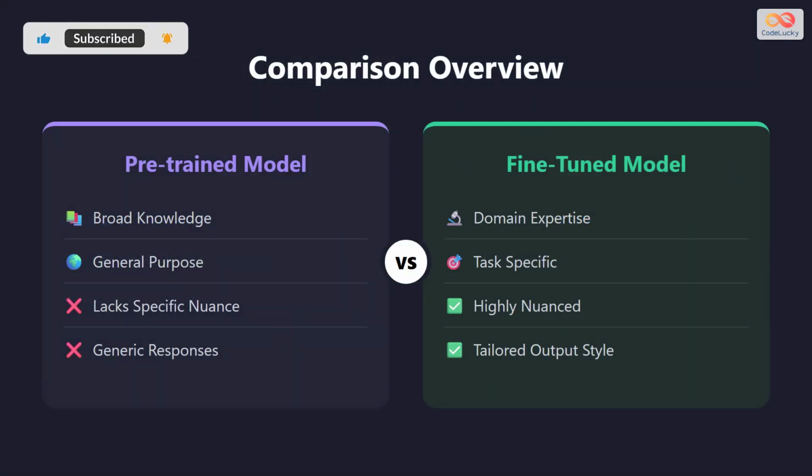Let's compare the two. A pre-trained model is like a library containing all the world's books. It is broad but generic. A fine-tuned model is like a specialized handbook. It might not know everything about everything, but for its specific task, it provides highly nuanced, expert-level answers that a general model simply cannot match.